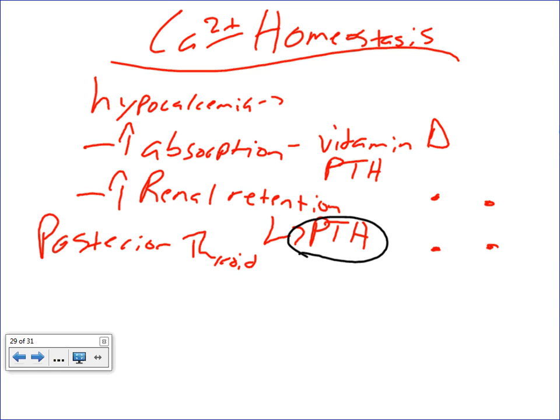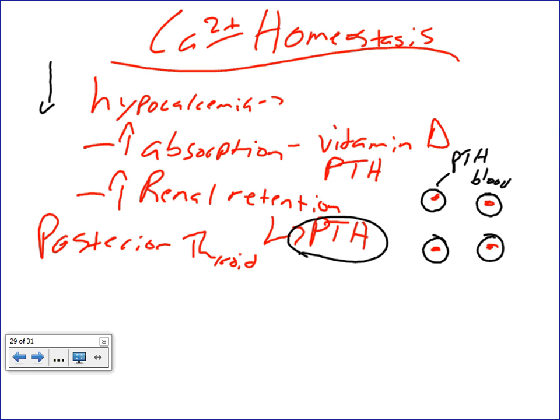These glands are extremely sensitive to changes in your blood calcium levels. If your calcium levels start to take a dip, certain molecular mechanisms, secondary messenger systems called G protein messenger systems to be specific, are activated, and these cells will start to excrete parathyroid hormone into the bloodstream once calcium starts to dip a little too low.